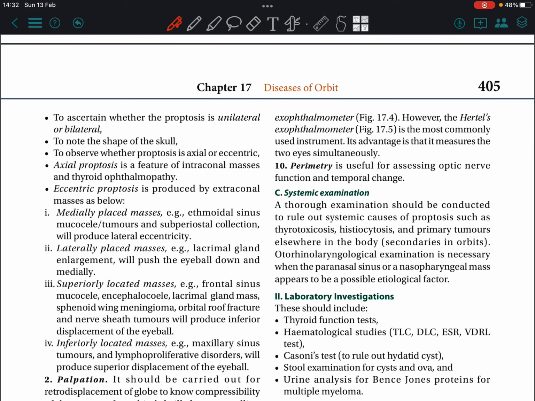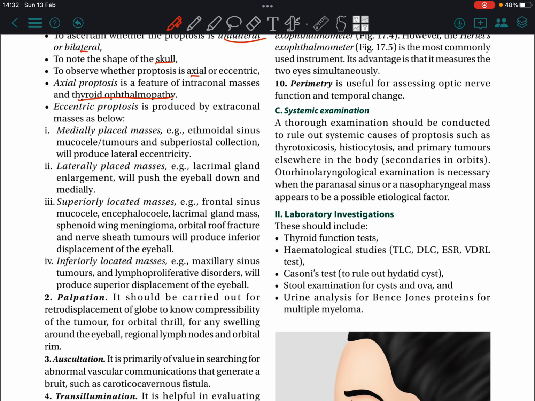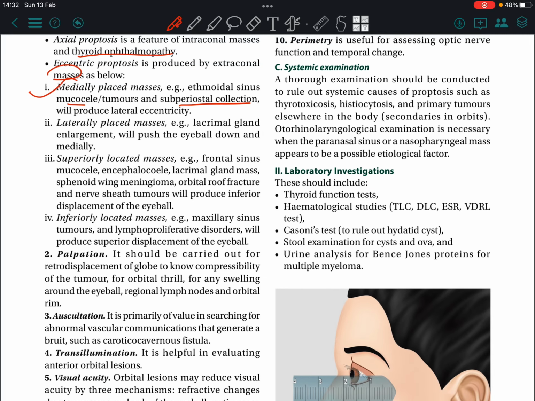To ascertain whether proptosis is unilateral or bilateral, to note the shape of skull, to observe whether proptosis is axial or eccentric. Axial proptosis is a feature of intraconal masses and thyroid ophthalmopathy. Eccentric proptosis is produced by extraconal masses as below. Medially placed mass, example ethmoid sinus mucocele, tumors, subperiosteal collection will produce lateral eccentricity.